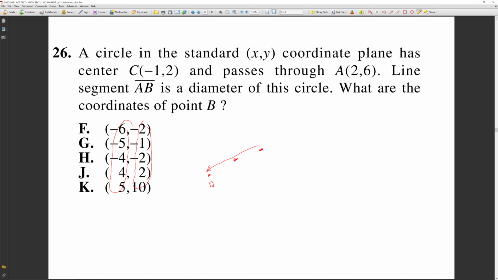So to go from 2 to -1 is -3, right? So 2 minus a -1 gives me 3. So that's the difference. So what I need to do is I take -1 and subtract out 3 and I get a -4. The only answer with a -4 is H. This in reality is a 10-second problem.